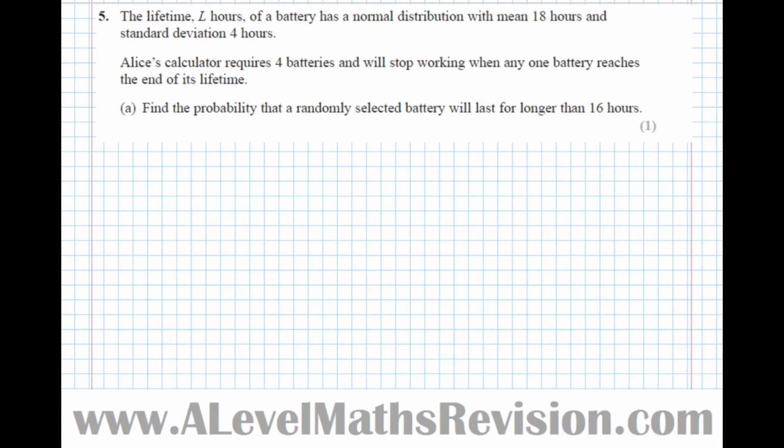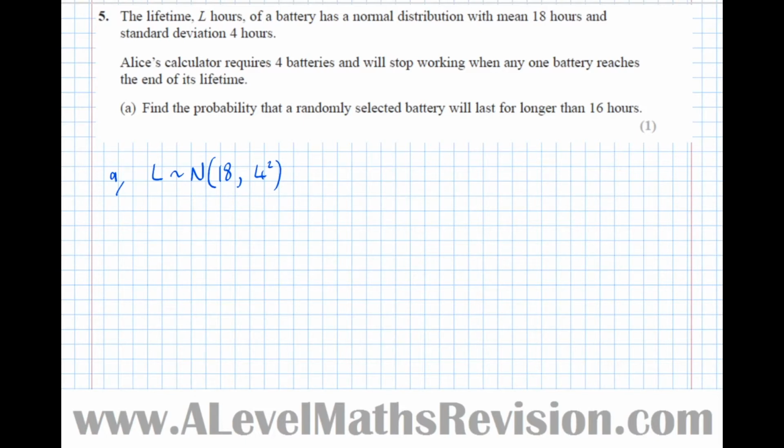So question 5 says the lifetime L hours of a battery has a normal distribution with mean 18 hours and standard deviation 4 hours. So writing that in maths, L has a normal distribution, mean 18 and standard deviation 4. So 4 squared is the variance.